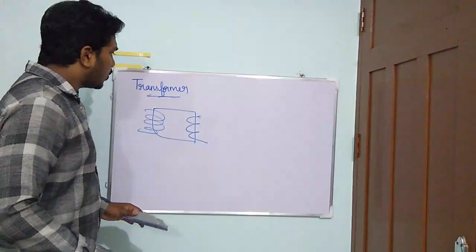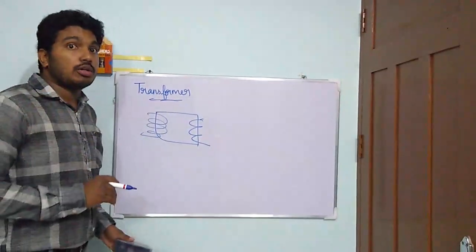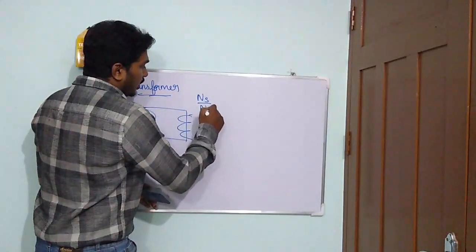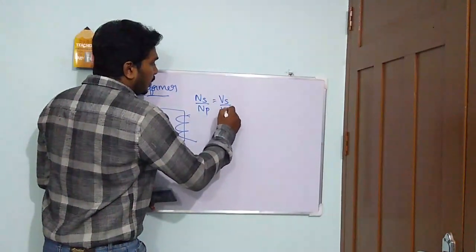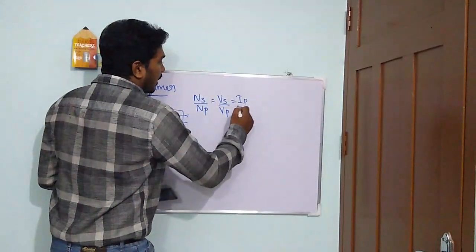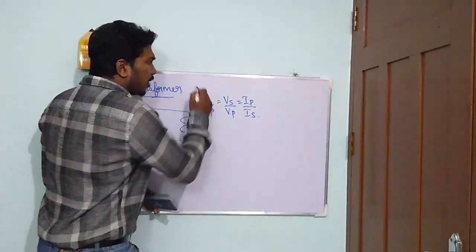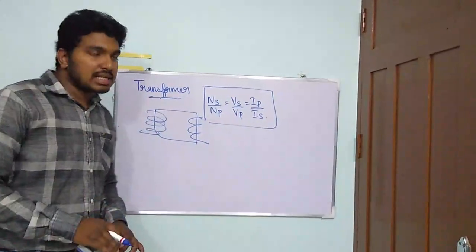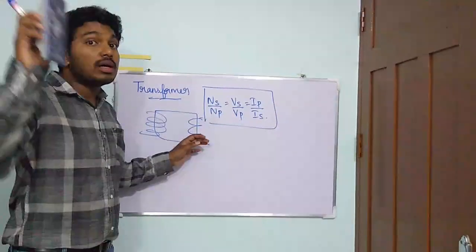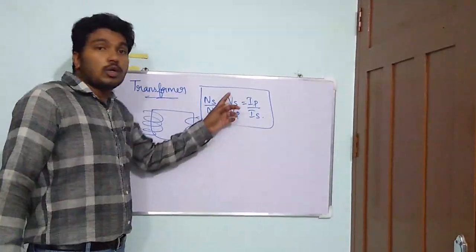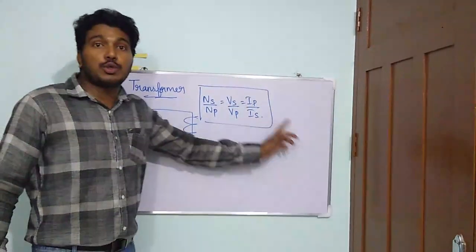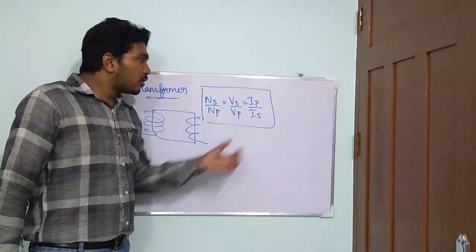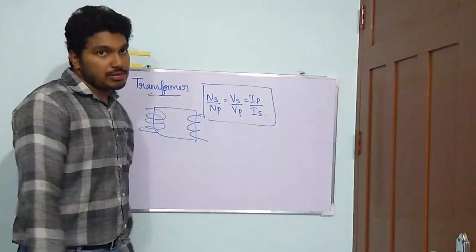Now, there is something known as the transformer ratio you have to remember. The transformer ratio means Ns by Np equal to Vs by Vp is equal to Ip by Is. This is what you have to remember when you talk about a transformer. Keeping everything else aside, this is what you have to remember: the transformer ratio, Ns by Np equal to Vs by Vp is equal to Ip by Is.